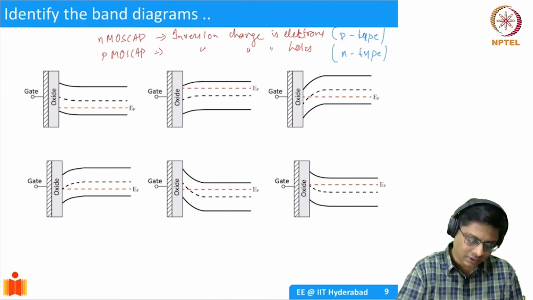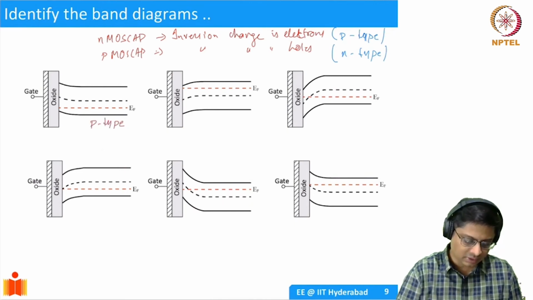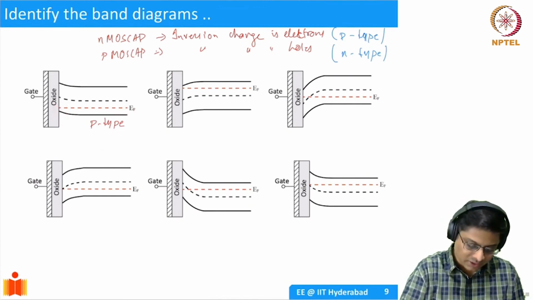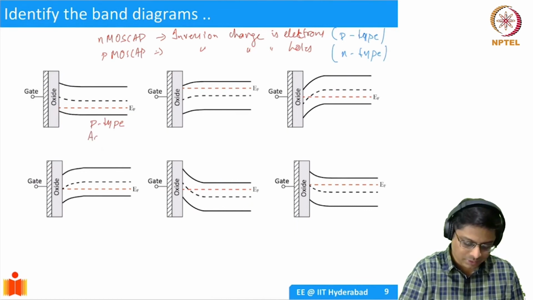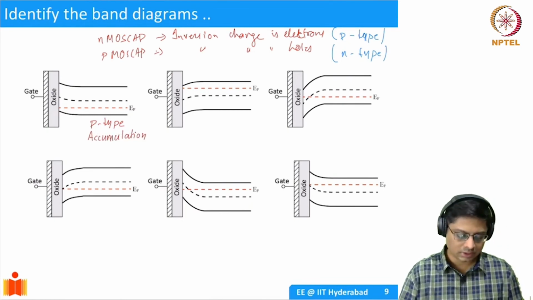First identify the substrate. So this is a P-type substrate, right? We know that EF is closer to EV. And at the surface, you're having an excess of holes. If you're not able to see this, you have to go back and review how the Fermi level position is impacted by the density of carriers.